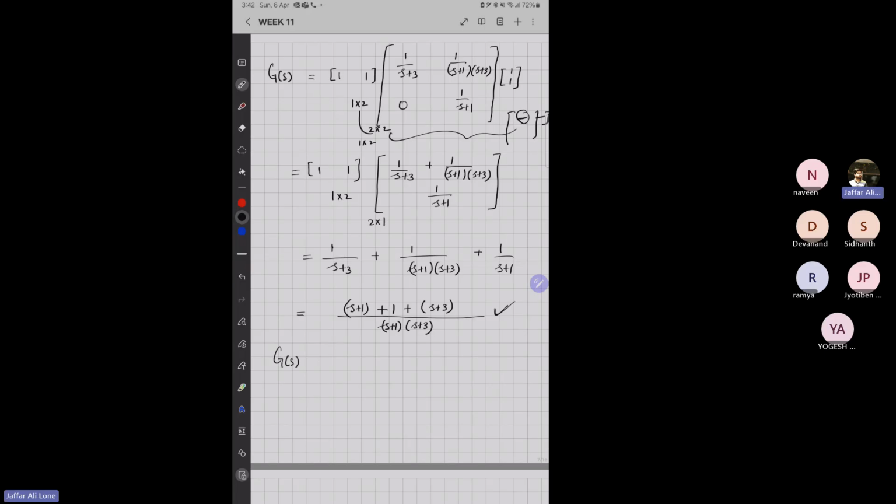Finally, just solving it. So it will be 2s plus 5 divided by s plus 1 and s plus 3. Now tell me, what are the poles of this transfer function? Both are negative, yes, -1 and -3. So my system is stable. So if anybody has any doubt how I landed here, this step, please let me know.